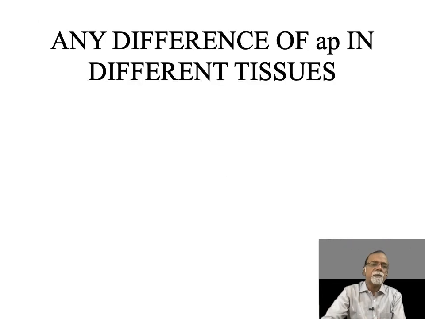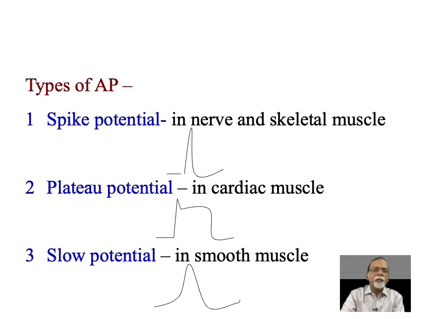So it becomes more negative. Let us look at differences in action potentials in different tissues. The shape is different. In nerves and skeletal muscles, it produces a spike like what we have drawn. In cardiac muscle, the action potential has a plateau. In smooth muscle, it is a little smoother, a slow potential.